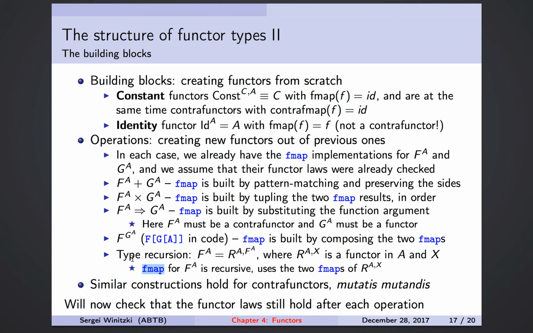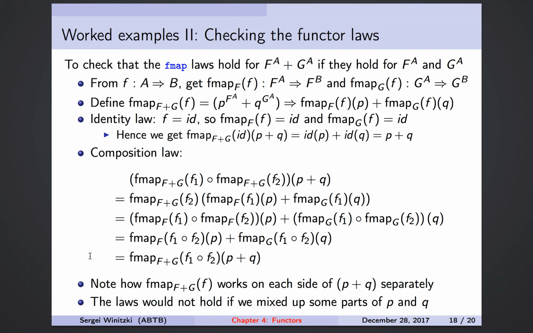So that is all the operations that we need. So for contrafunctors with appropriate changes, we will have exactly the same constructions, except that here, this should be a functor, this should be a contrafunctor, then the result is a contrafunctor. So what remains is to check that in each case, the functor laws still hold after each operation. So let me check this for a few cases, and I will leave other cases as exercises.